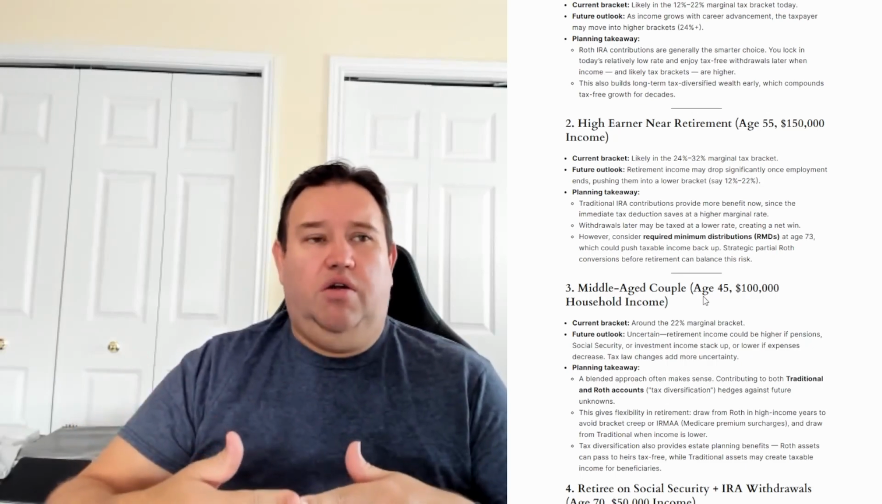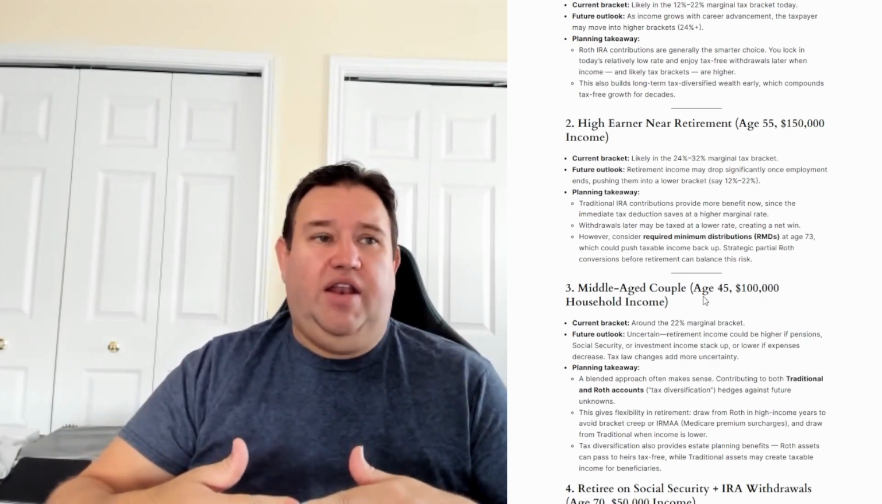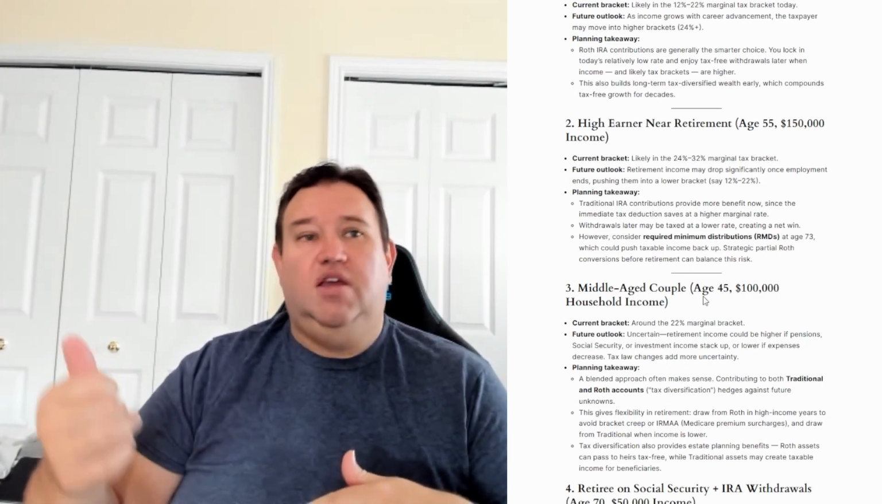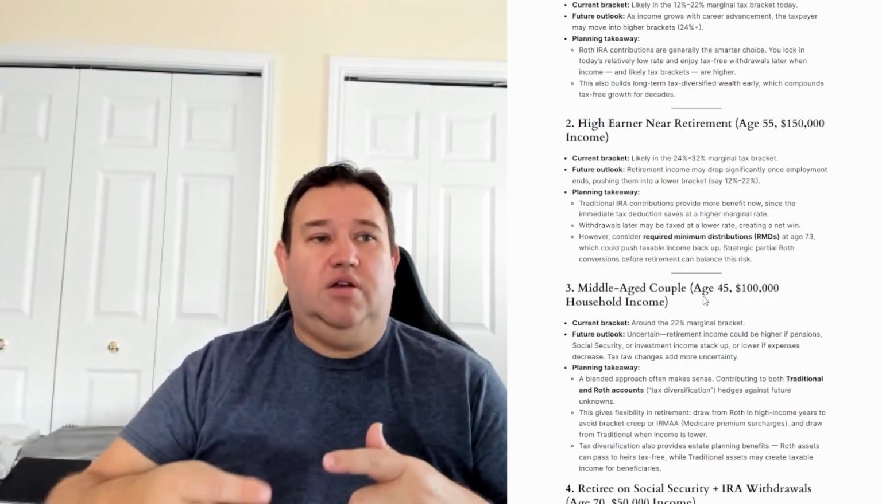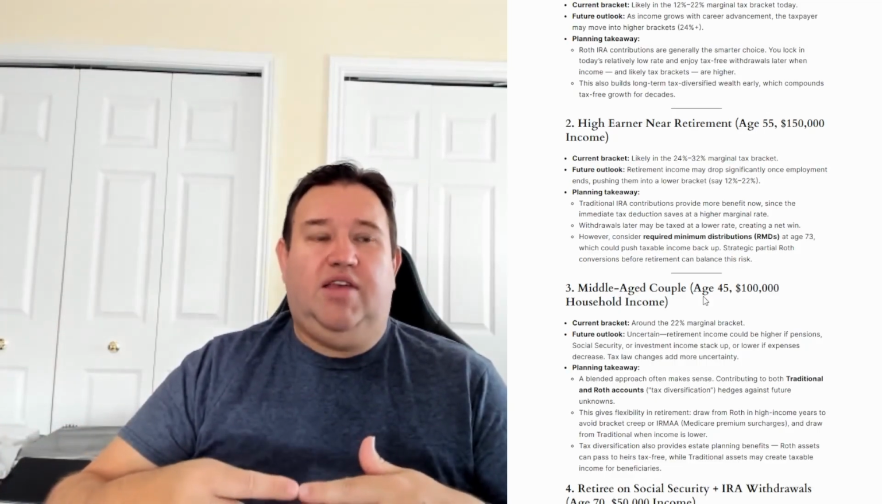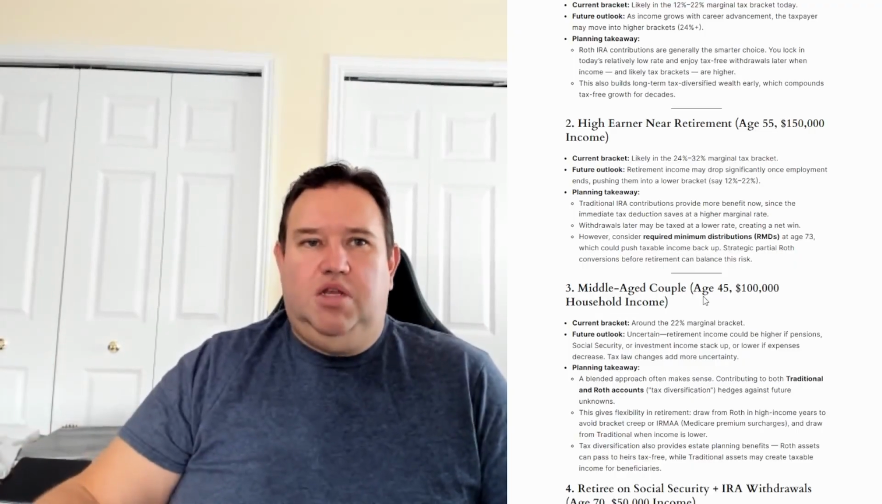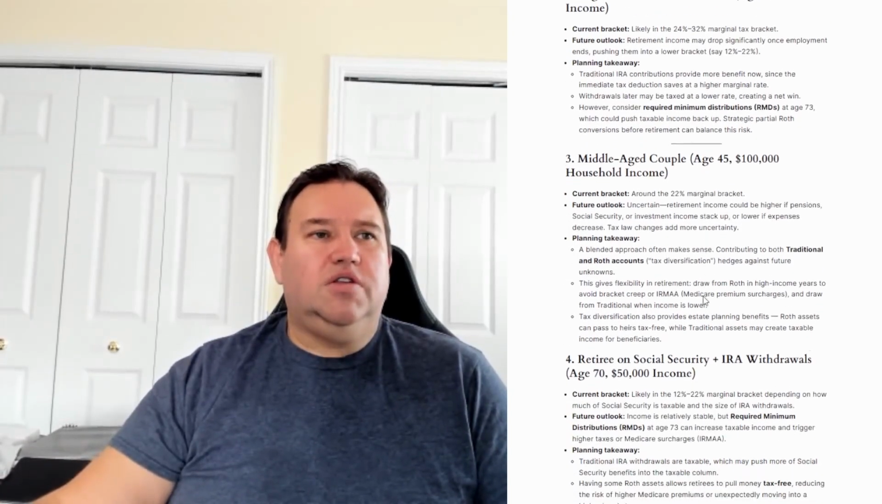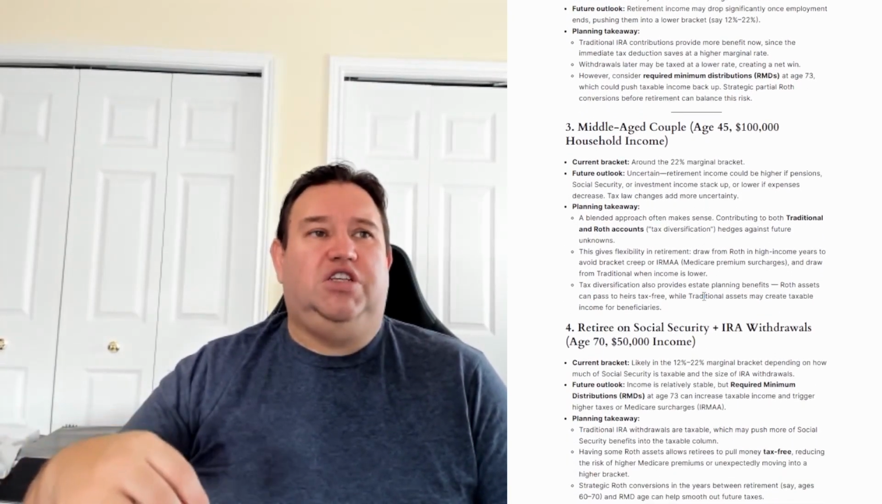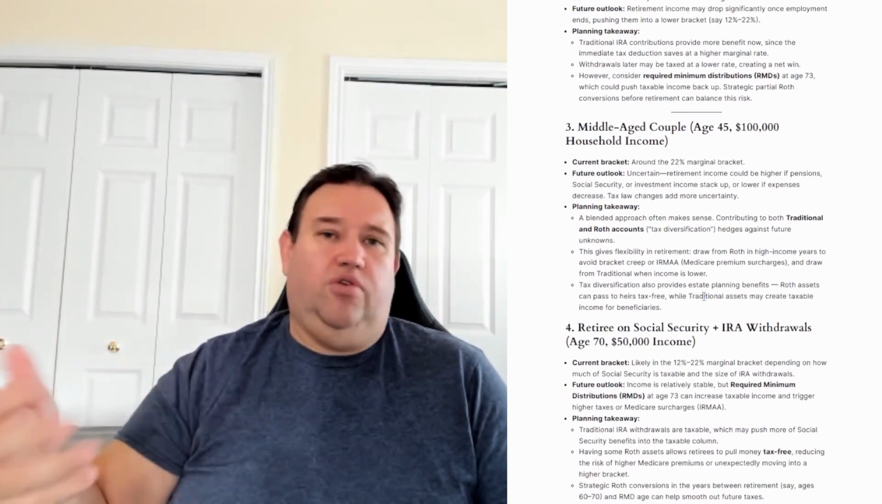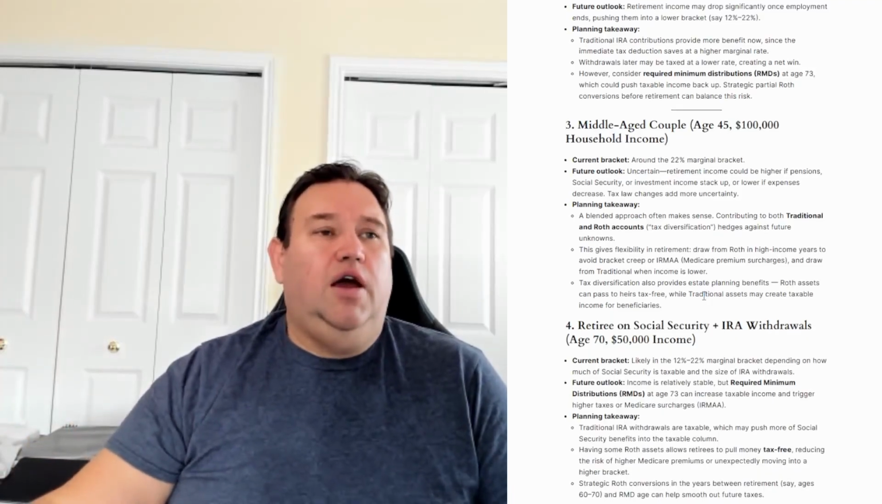A traditional IRA contribution may be slightly beneficial now, since the immediate tax deduction saves them at their current high marginal tax rate. Withdrawals later may be taxed at lower rates, creating a net win. However, consider required distributions at age 73, and also look at Medicare and expenses. So they could even consider a strategic partial Roth conversion before they start collecting Social Security.